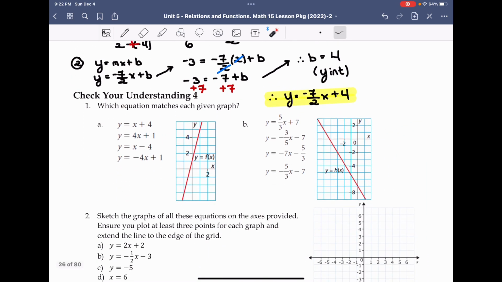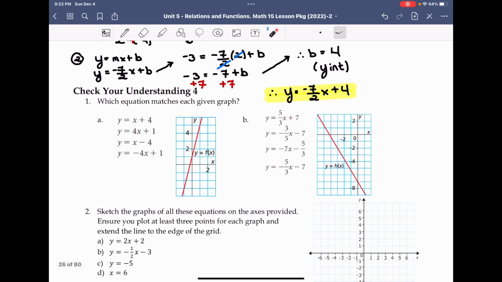All right, now time to check your understanding. Make sure you're getting your practice. Tons of work to do with slope, tons of work to do with the problem solving, figuring out what slopes are in different contexts, figuring out what y-intercepts are in different contexts, and graphing. This is all really big skills that you're going to need to practice.